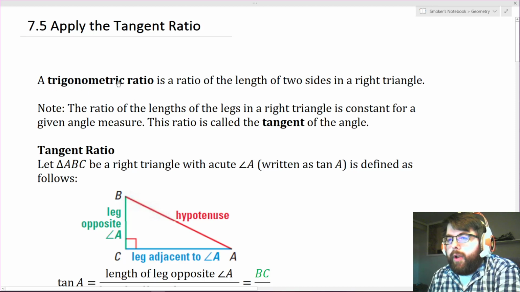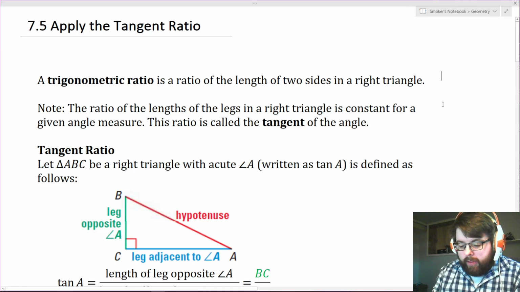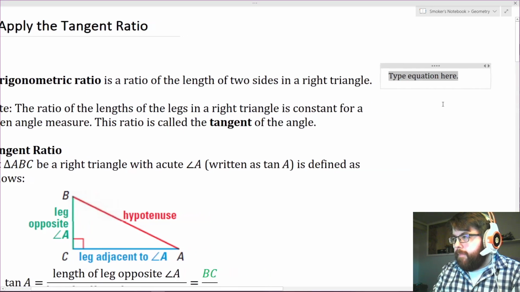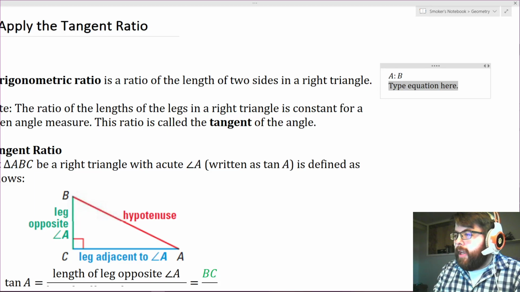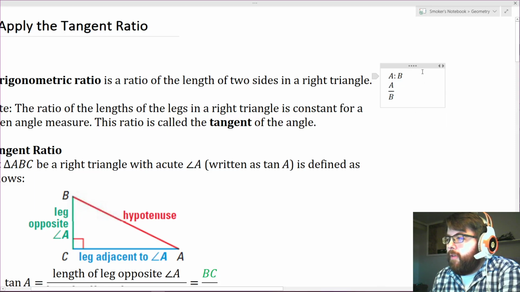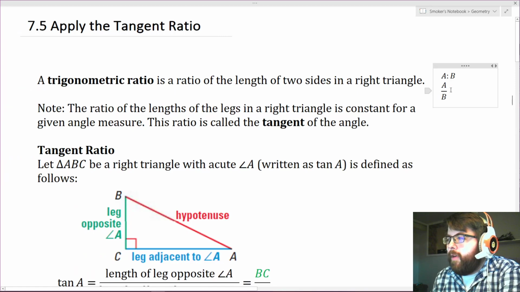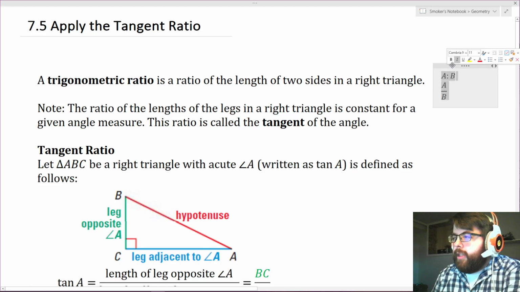But let's just recap what a ratio is for a second. A ratio is a comparison of two numbers. When you first learned ratios, you probably learned them like this: A colon B. That is a ratio, but if you remember, you can write that as a fraction. We're going to be writing the ratio as a fraction, but it's a comparison of two numbers, a number over another number.